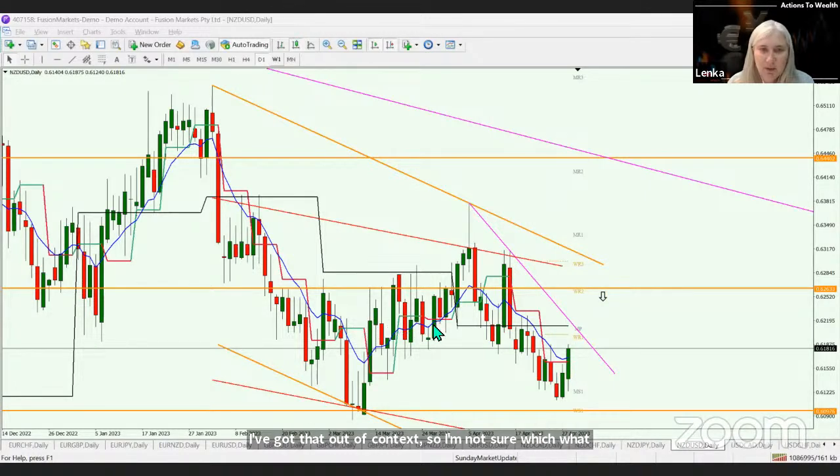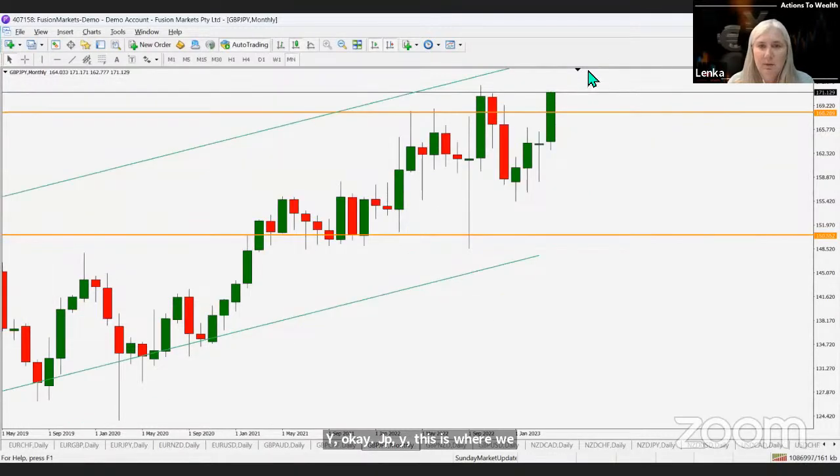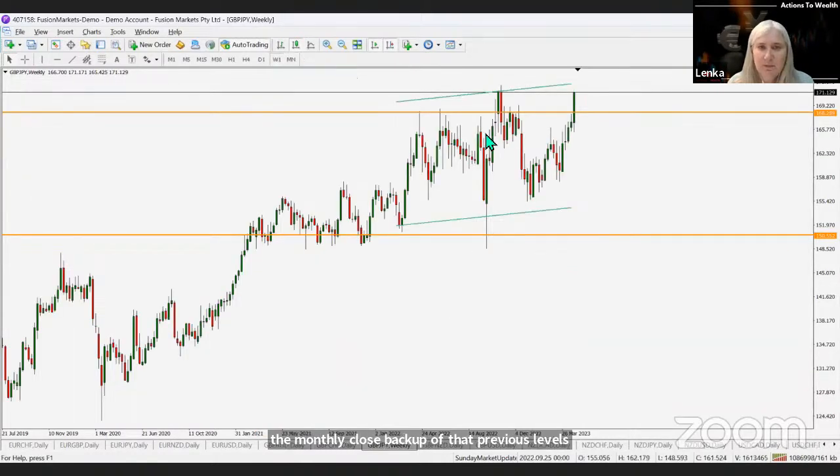And CAD JPY going up. Let's have a look at CAD JPY. This is where we are with CAD JPY. So we've got price close back up above. This is the monthly close back up above the previous levels. We've had a couple of touches, not that great, but here we have on the weekly a false break, and now we're up above. So yes, this could still be a false break, right?